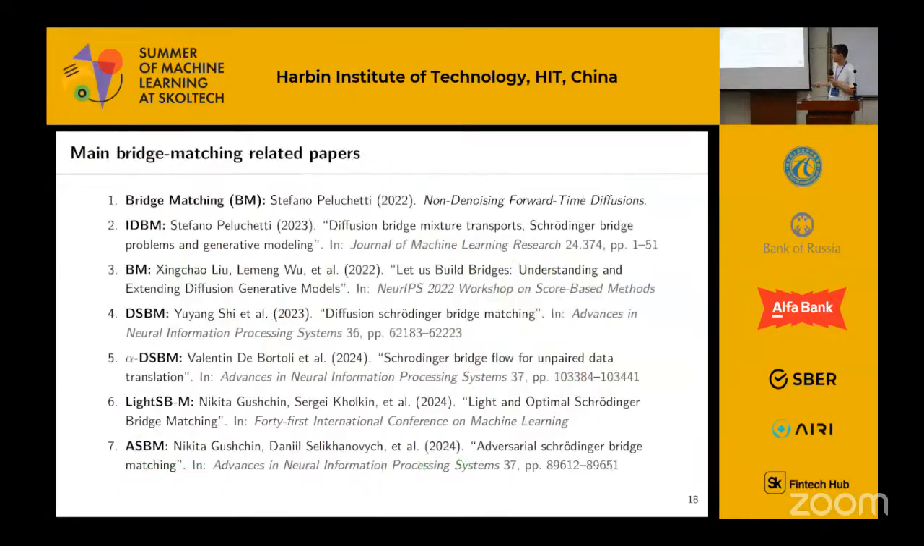This is the list of the most related papers from this direction. It's a very recent direction, in the sense that the first papers in this direction appeared only in 2022, and it is still under development.